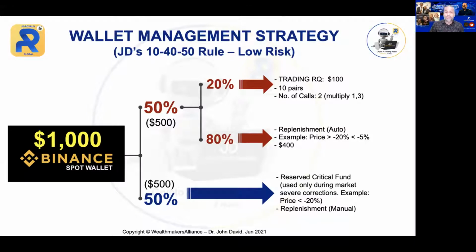So this is what I call a 10. You can see 10%, which is $100. And then we have 40%, which is $400. And the remaining 50% is your reserve fund. Now let's look practically at how these things work and how you should set up your trading.